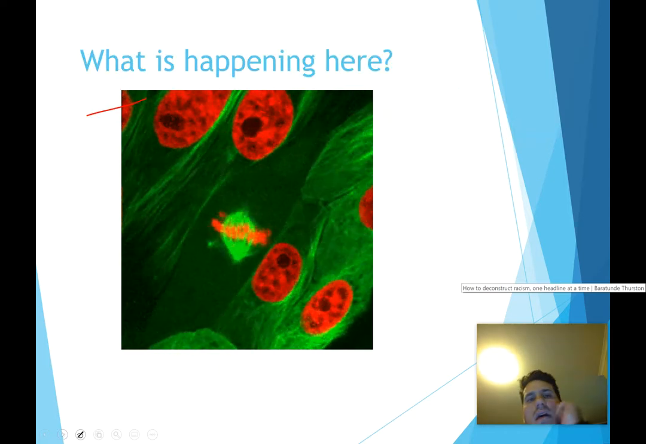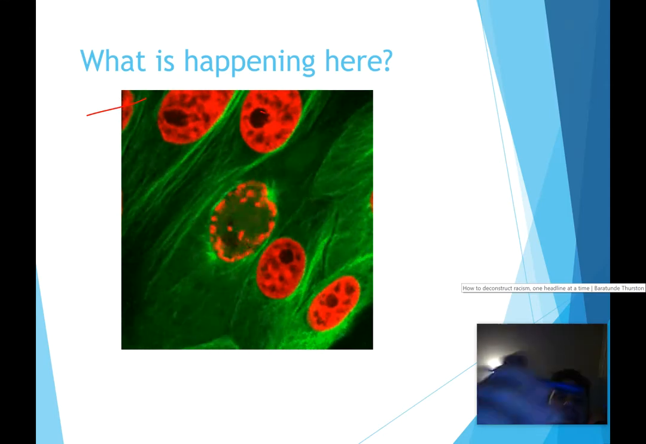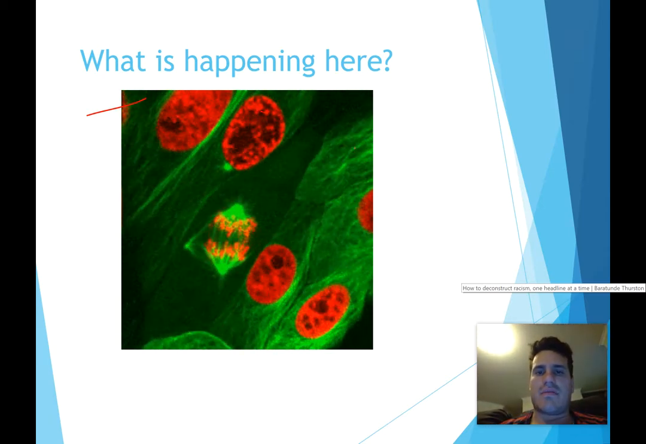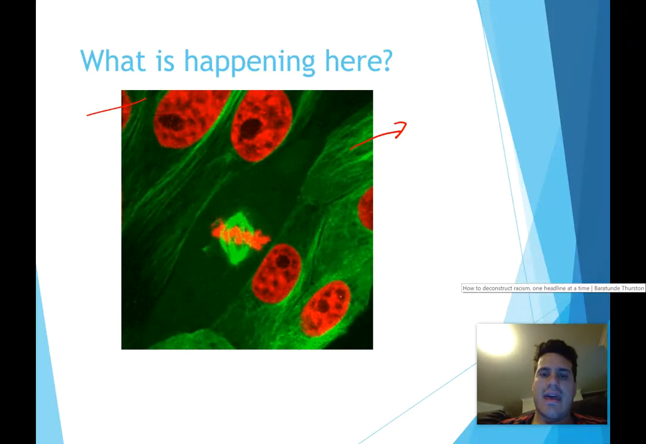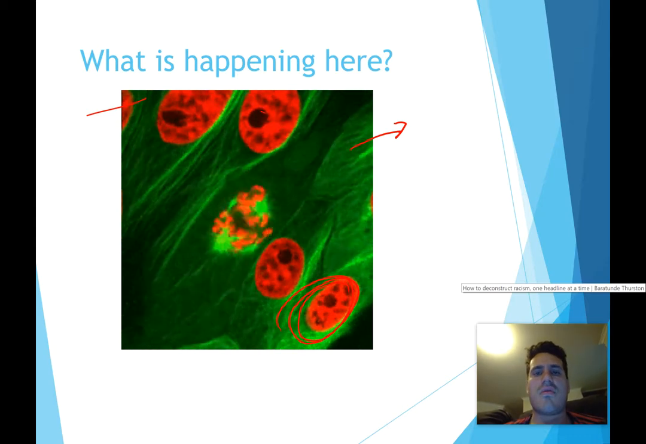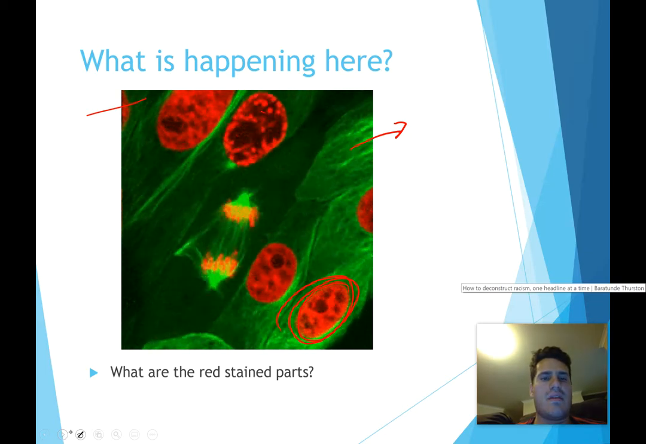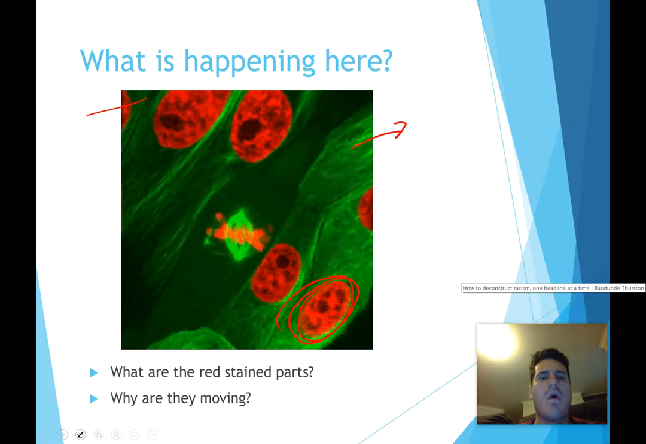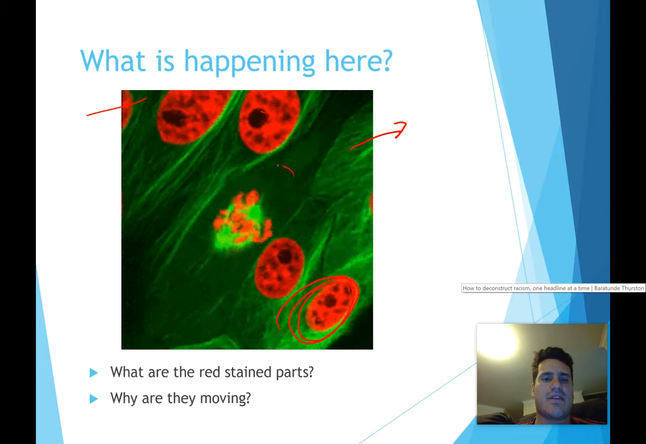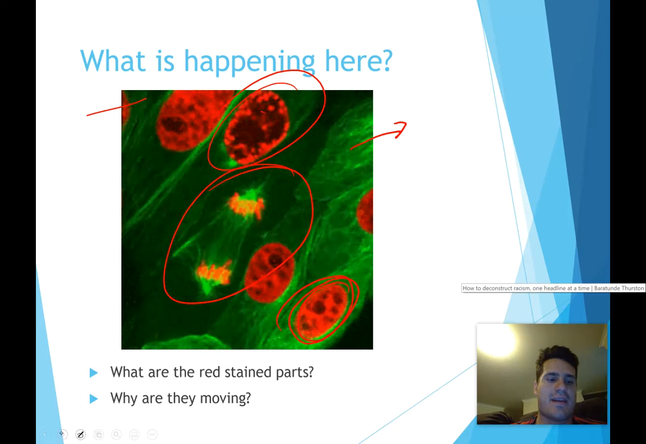All right, so question for you, what's happening here in this picture? What is happening? We can see that we have cells that have been radioactively stained. Their spindles have been stained green, and their nuclei, and especially the structures inside the nuclei, have been stained red. What are the red stained parts? Hopefully you can identify that they're the chromosomes. And why are they moving? Because the cells are dividing. That's mitosis. There's a very cool representation of mitosis there, and then mitosis over here. Not representation, happening in real life, actually.